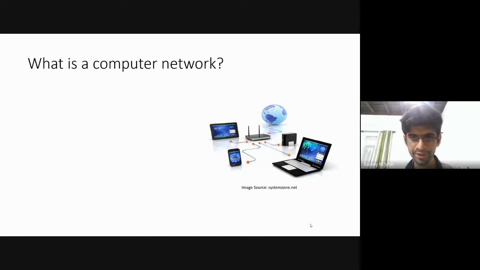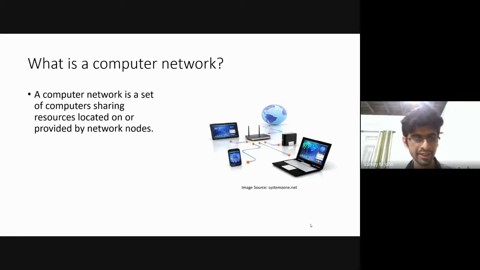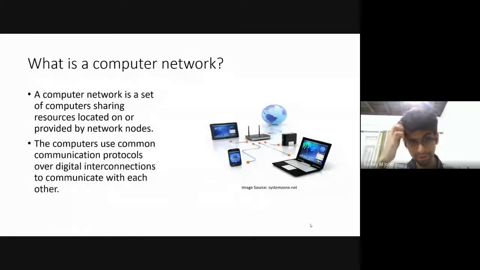What is a computer network? A computer network is basically a set of computers sharing resources located on or provided by network nodes. So you have a bunch of devices like laptops, mobile phones, and iPads. You connect them using different media like Ethernet or Wi-Fi, and then you get a network. They use communication protocols like Wi-Fi, Zigbee, or Bluetooth. If you can connect two devices, then it's basically a network. That's the definition from Wikipedia.